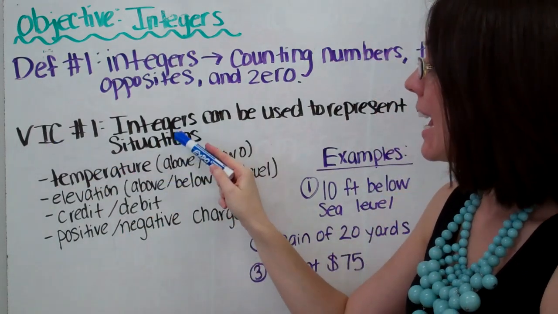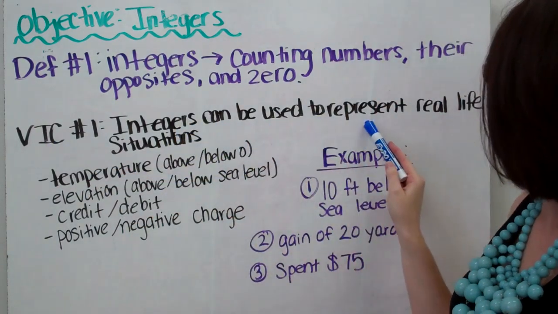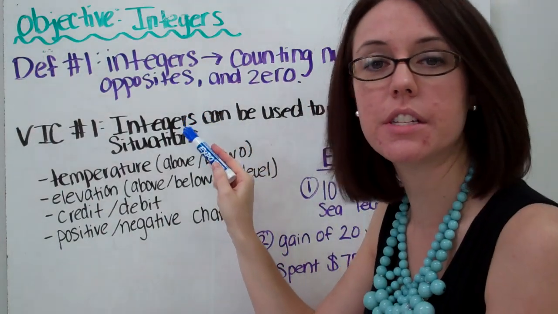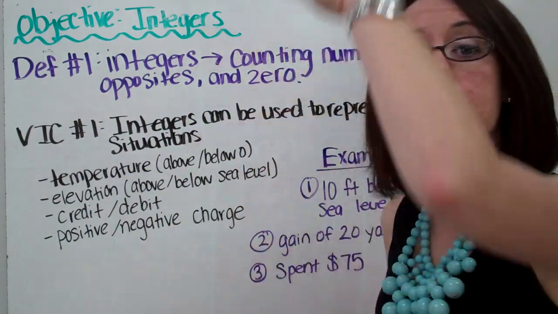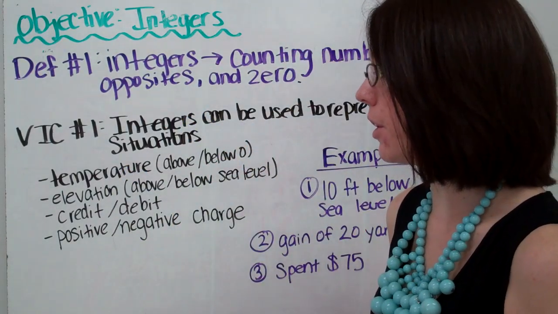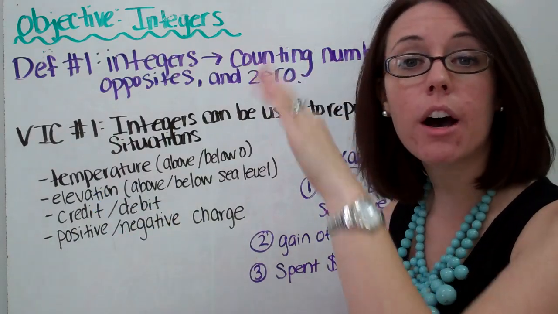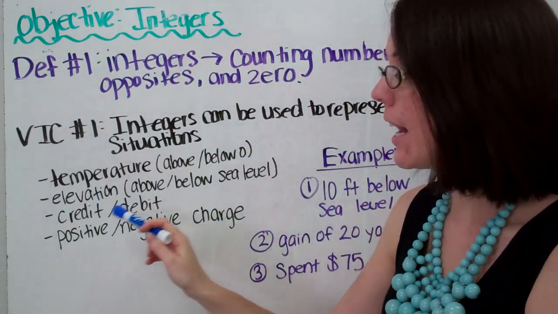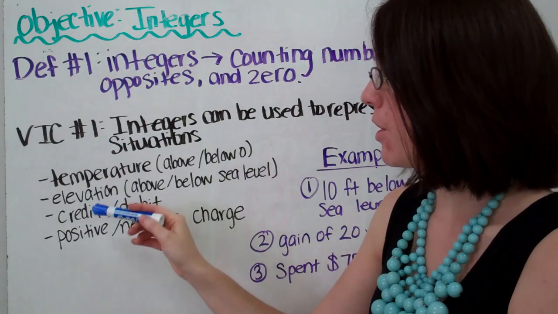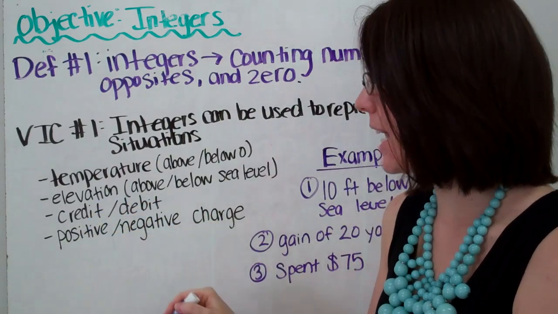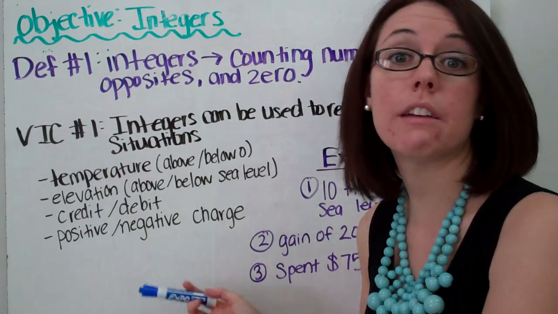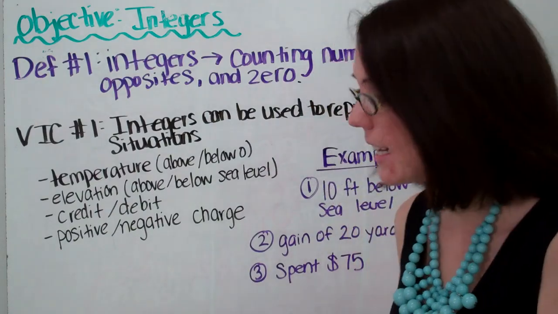Big number 1. Integers can be used to represent real-life situations, such as temperature, above or below 0 degrees, elevation, above or below sea level, credit or debit, so when you have a plus for money or debit, take away, positive or negative electrical charge when you're talking about science.